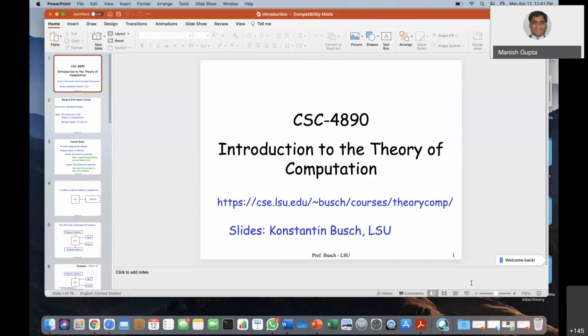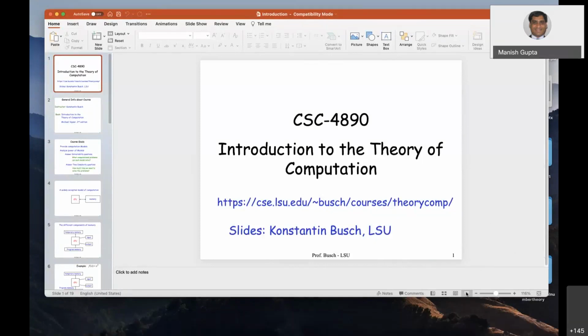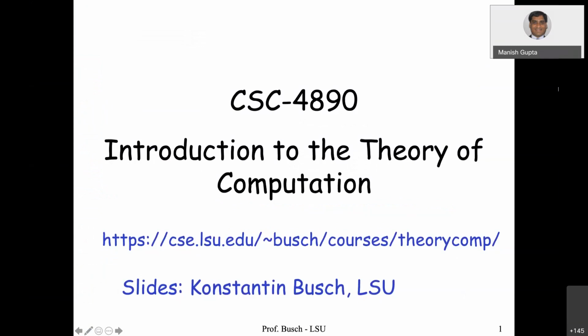Now I am going to start a very new topic which is known as theoretical computer science. These slides I have borrowed from Professor Busch. I always thank him for giving the permission to use his slides here. These are really nice slides, because it takes a lot of time and effort to make them, so I'm really thankful to him. He allowed me to use these slides in the course.